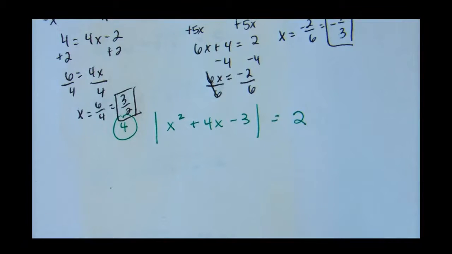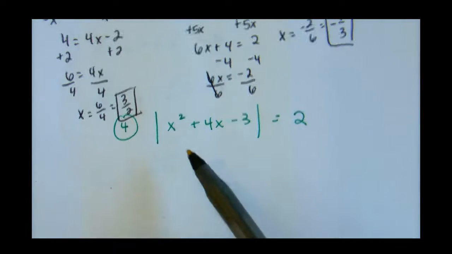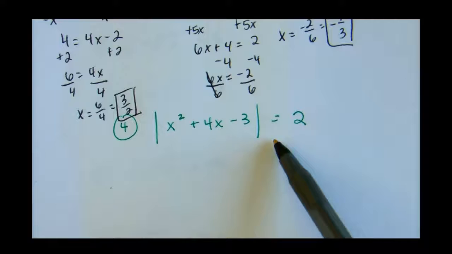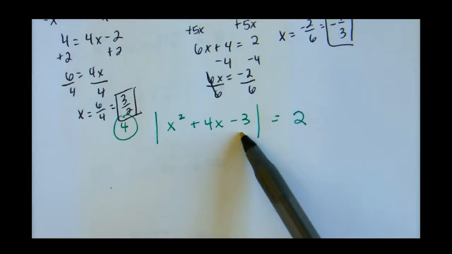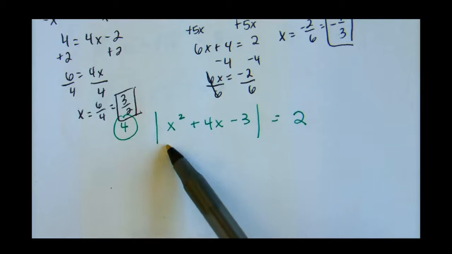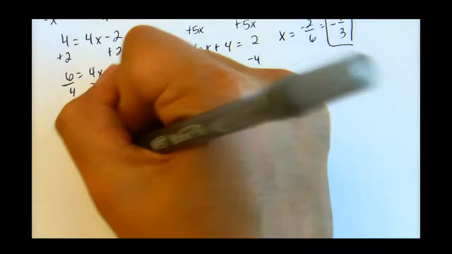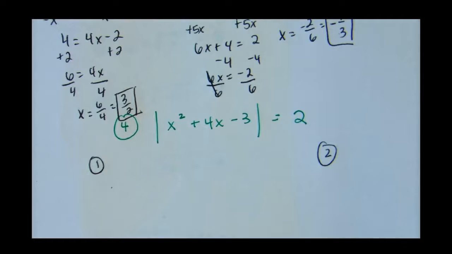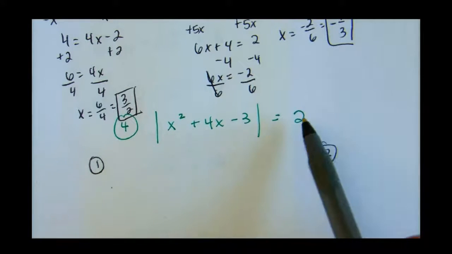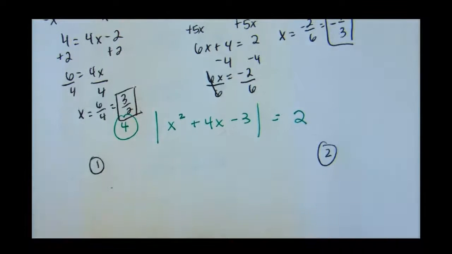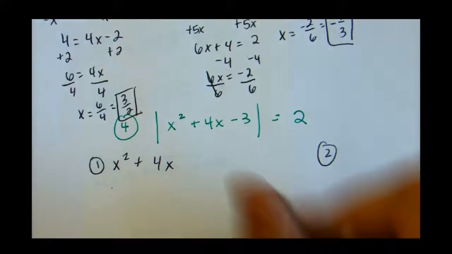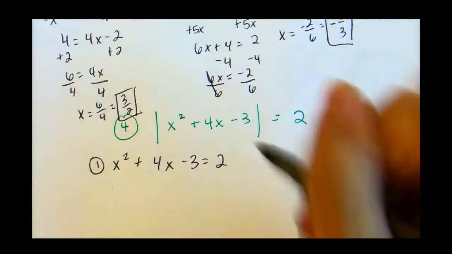Last one. So now this should look a little bit different. I've got a quadratic equation inside of my absolute value. So make a prediction. What are my two equations for this going to look like? Okay, hopefully you got that the first one, I'm just going to drop the absolute values, everything else stays the same. So x squared plus 4x minus 3 equals 2.